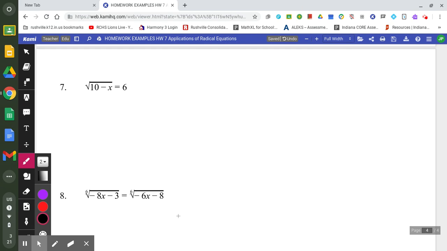And numbers 7, 8, 9, and 10 are a review of the ones that were like homework 6. So on number 7, my radical is isolated. And since it's a square root, I'm ready to square both sides of the equal sign. When I square a square root, the radical sign goes away. And I need to make sure I'm doing 6 times 6. And then I'm solving for x.